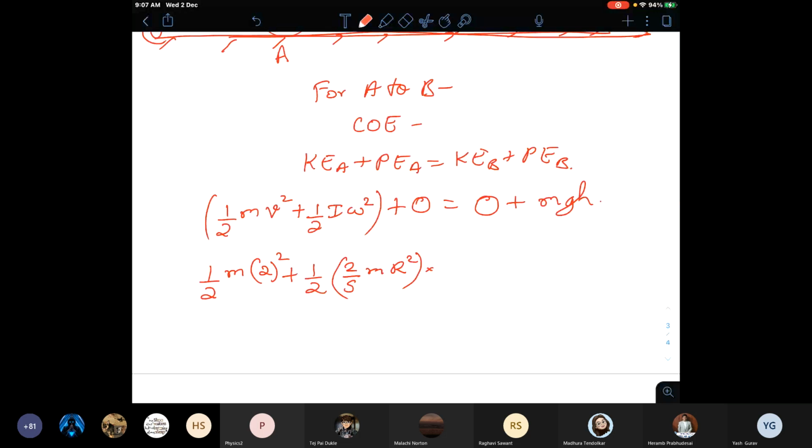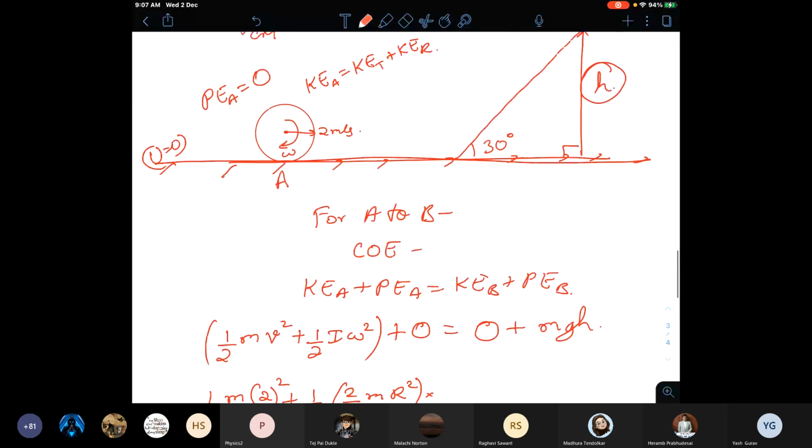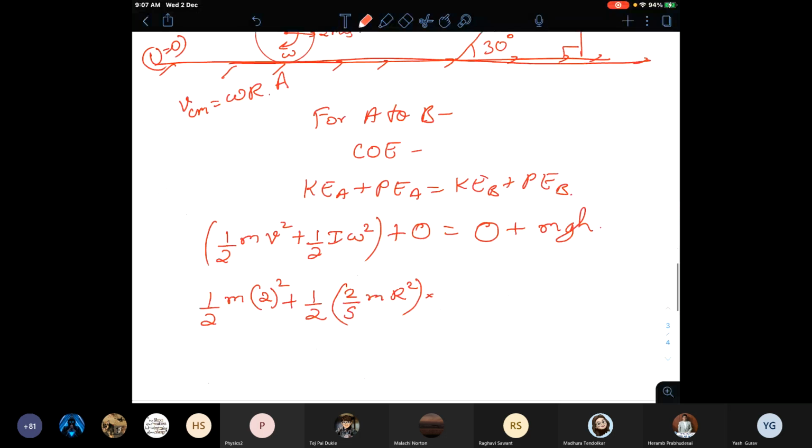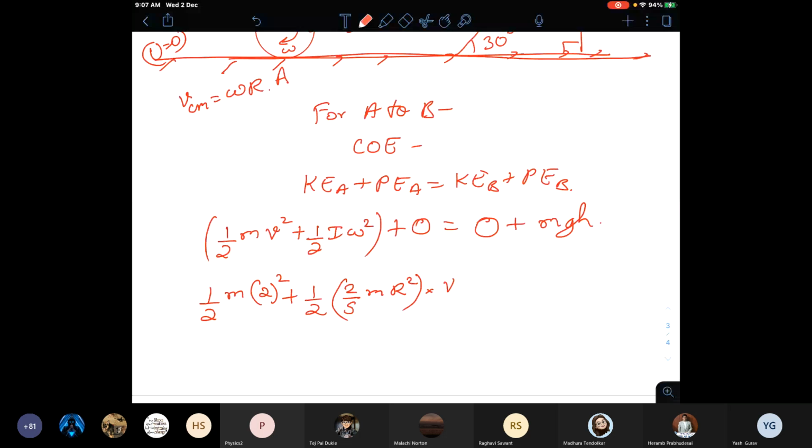Into omega. Now omega is not given to me, but it is given that pure rolling is happening. If it is given, I can write the condition for pure rolling. What is the condition for pure rolling? VCM is equals to omega r. So omega can be written as VCM by r. Omega is replaced as VCM by r whole square. This is equals to mgh.